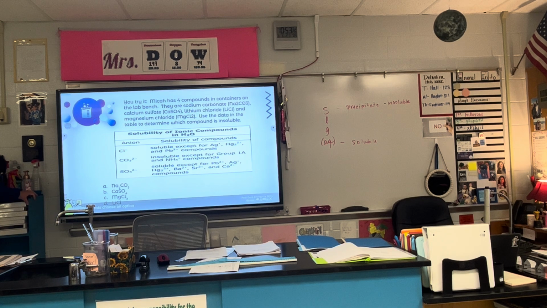So you try this one. It says Micah has 4 compounds in containers. You've got sodium carbonate, calcium sulfate, lithium chloride, and magnesium chloride. Use the data in the table to determine which compound is insoluble. Which one would be insoluble?